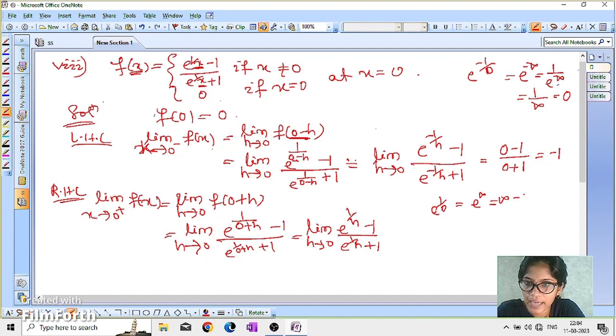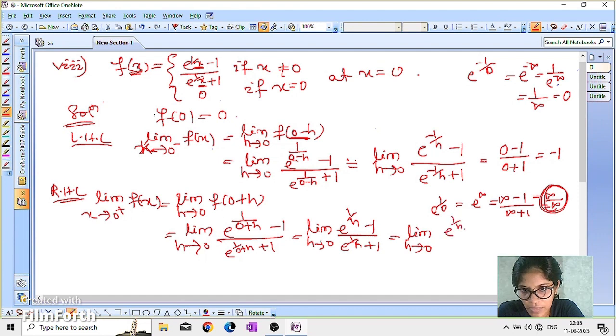Equal to infinity. Infinity minus 1 is infinity, and below, infinity plus 1 is also infinity. That means infinity by infinity form, which is not determined. That implies limit h tends to 0, both numerator and denominator divided by e to the power 1 by h. That means e to the power 1 by h by e to the power 1 by h, minus 1 by e to the power 1 by h, divided by e to the power 1 by h by e to the power 1 by h, plus 1 by e to the power 1 by h.